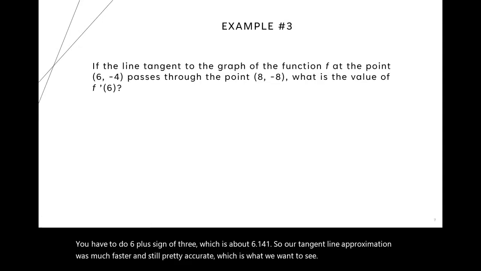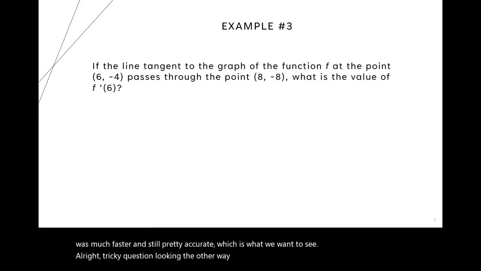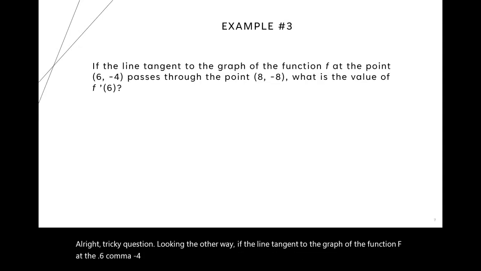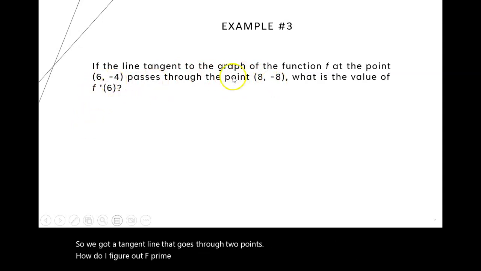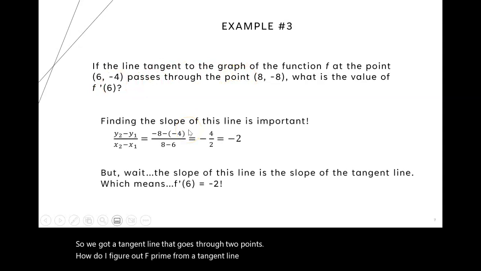All right, tricky question, looking the other way. If the line tangent to the graph of the function f at the point 6, -4 also passes through the point 8, -8, what's the value of f prime of 6? So we got a tangent line that goes through 2 points. How do we figure out f prime from a tangent line? Well, we have to go the other way.